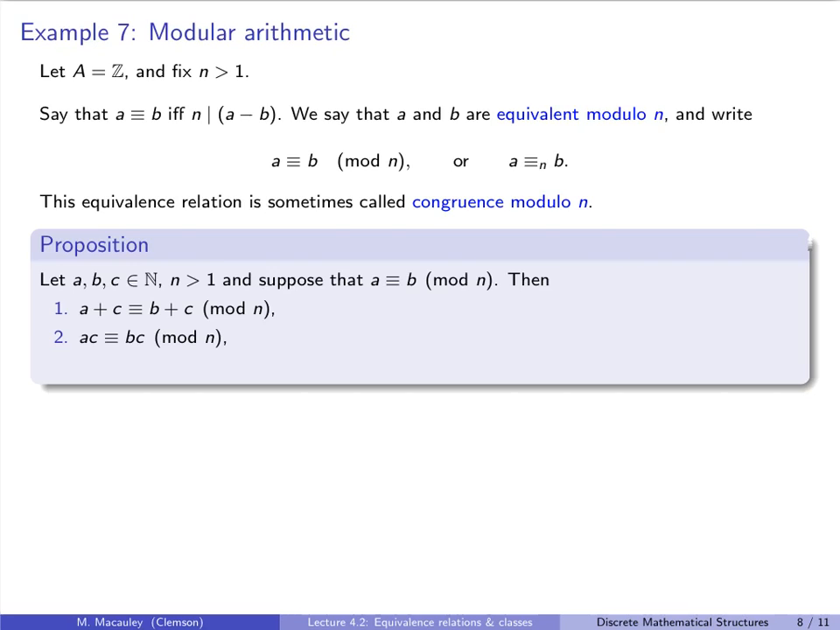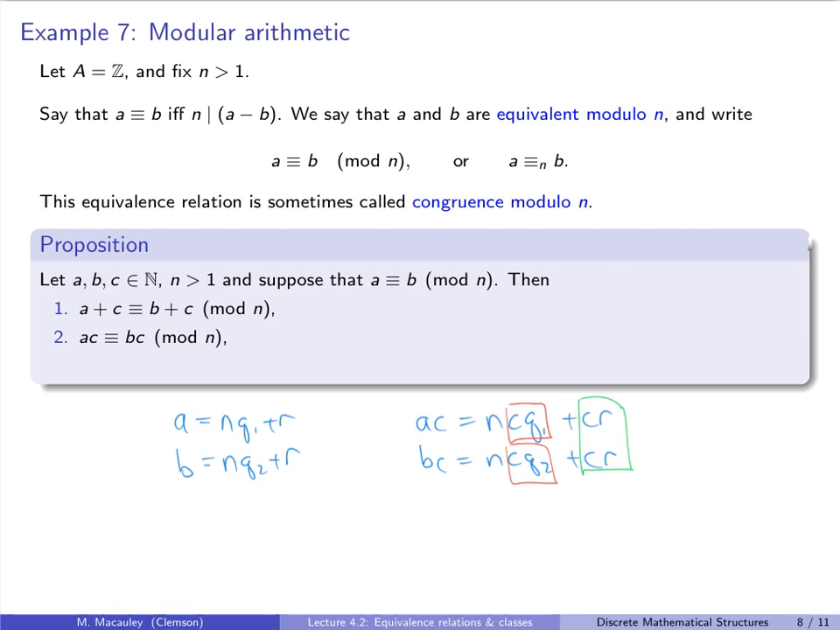To see why this is true, suppose a equals n times q1 plus r, and b equals n times q2 plus r. And we multiply both sides by c, then we get ac equals n times c q1 plus c times r, and bc equals n times c q2 plus c r. So here we are dividing n into ac and bc, and our quotient is now c times q1 and c times q2, and the key thing here is notice that the remainders remain the same.